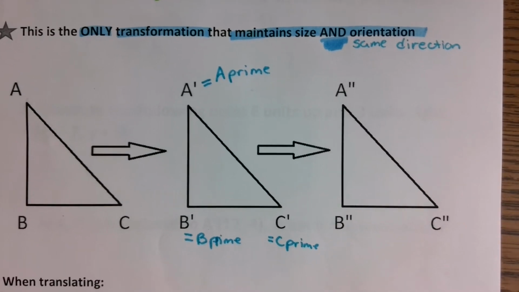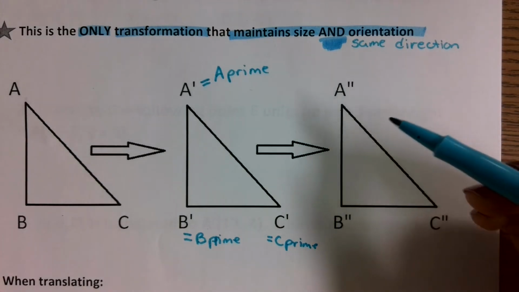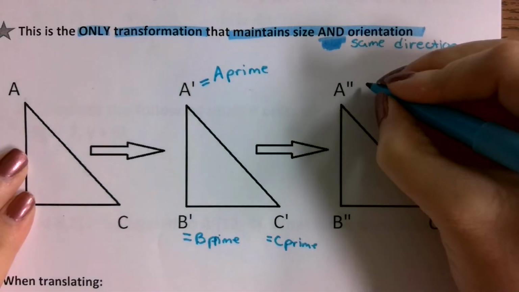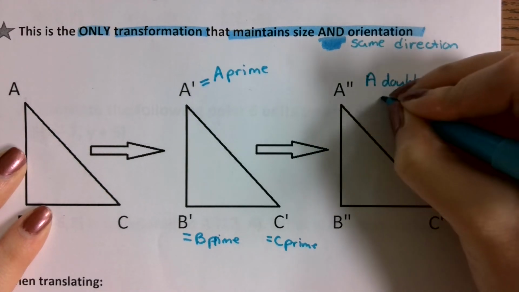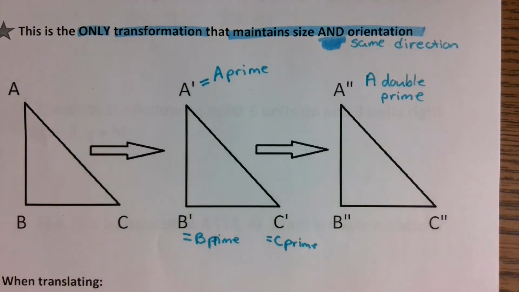Now, if you happen to transform it more than one time, then that's when you start getting into what's called double prime or triple prime. So the amount of transformations that you perform will indicate the number of primes. Here, because I translated it twice, this would be called A double prime, B double prime, and C double prime. So it just continues to go on. If I translate it a third time, I would call it A triple prime, B triple prime, C triple prime.